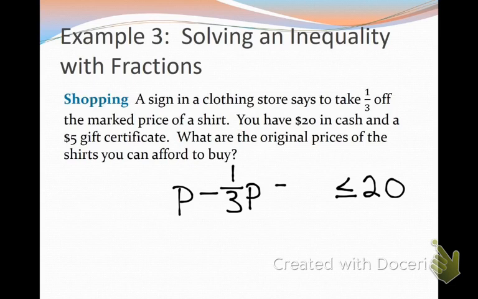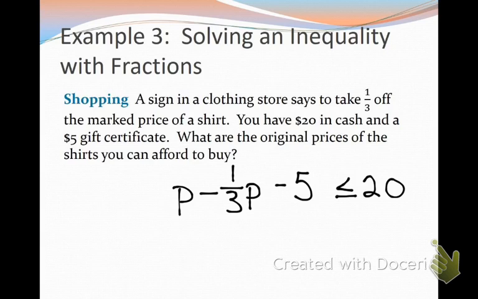Plus 5. Technically, it's going to be -5 though, because you're going to need to add it to the other side. So since you know you have to add 5, you have to subtract it, because that's the opposite operation. All right, another way to think of that is you're going to subtract $5 more from the price of the shirt to get you to how much cash you have to come out of pocket with. Okay? So now you are ready to start solving.